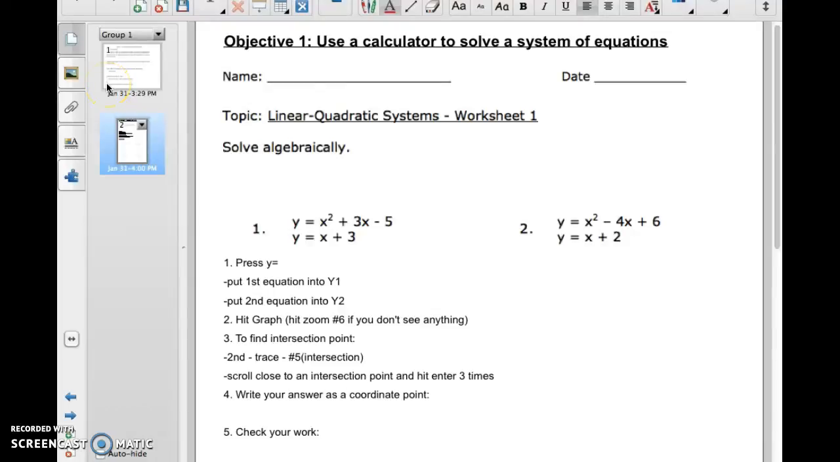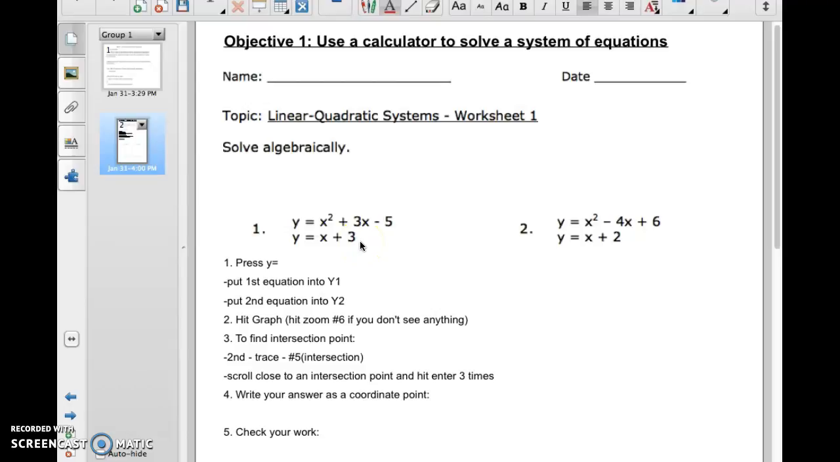Part 4 of Module 2 is solving a system of equations, and I'm going to have you use a calculator to solve it. So, Objective 1, the only objective for this part is to use a calculator to solve a system of equations. Solving a system of equations means, if I was given number 1 here, I have a quadratic equation, y equals x squared plus 3x minus 5, and a linear equation, y equals x plus 3.